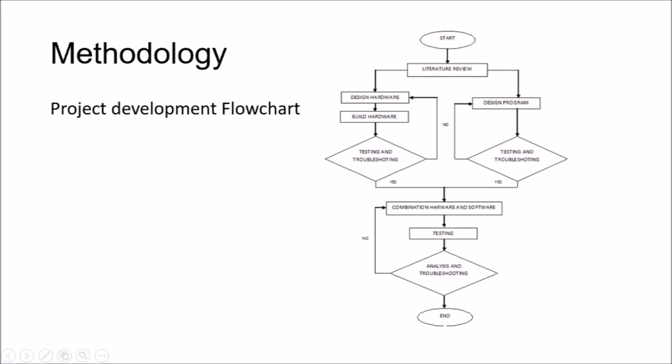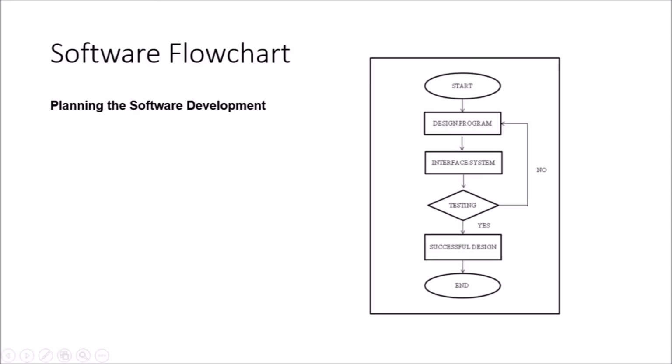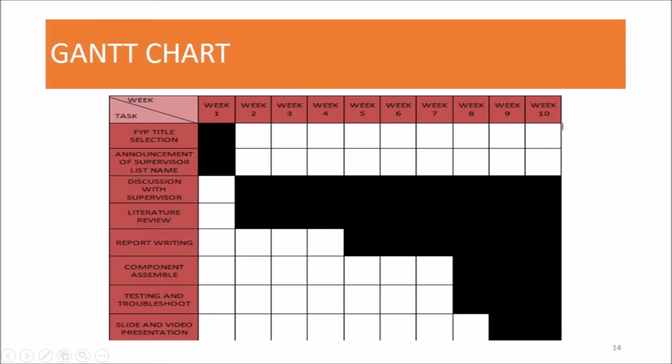The following task is to ensure that the combination between hardware and software will fulfill all the specification and achieve the objective. In addition, the data or result must be relevant with the system. After everything is complete, testing will be carried out to ensure that the system works perfectly. In conclusion, the analysis and troubleshooting for this project will be carried out through the expected result. This is the hardware flowchart and the software development flowchart. This is the Gantt chart of the project progress for final year project 1.